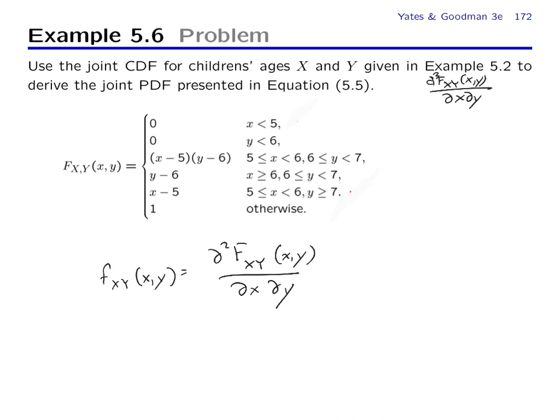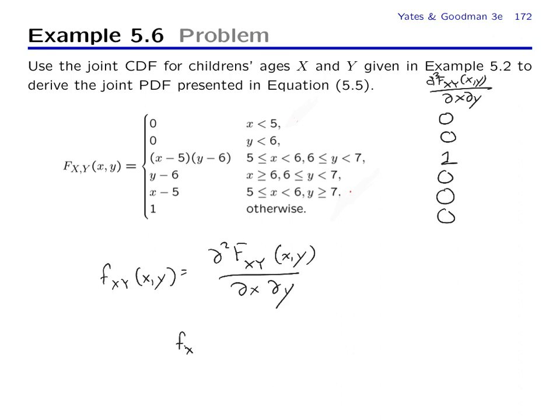So for instance, on the first row, the partial of 0 is 0, the partial of 0 is 0, and finally on the next row, you get the partial with respect to x of x minus 5. So this quantity is going to be 1. And the partial with respect to x of y minus 6 is going to be 0. And the partial with respect to y of x minus 5 is going to be 0. So this is 0. And of course, the partial with respect to 1 is also 0. So in fact, we get a pretty simple answer here.